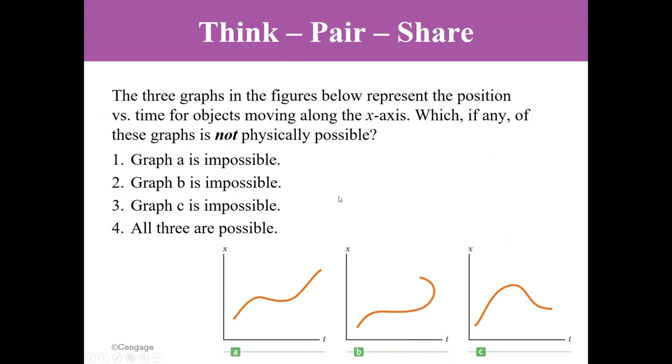Check your understanding again. The three graphs in the figures below represent the position versus time for objects moving along the x-axis. So the motion is along the x-axis. Which, if any, of these graphs is not physically possible? Would it be B? I think it'd be B.